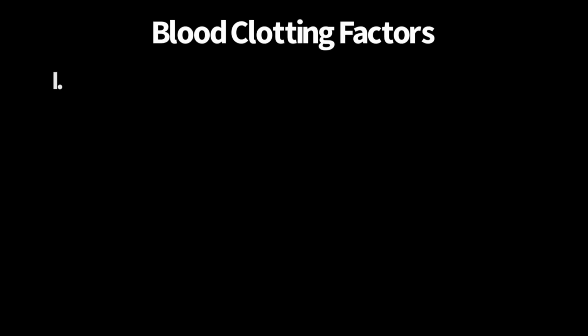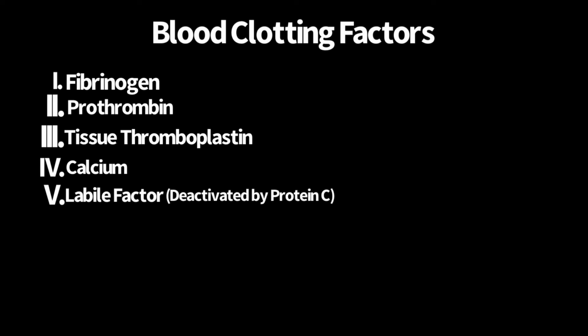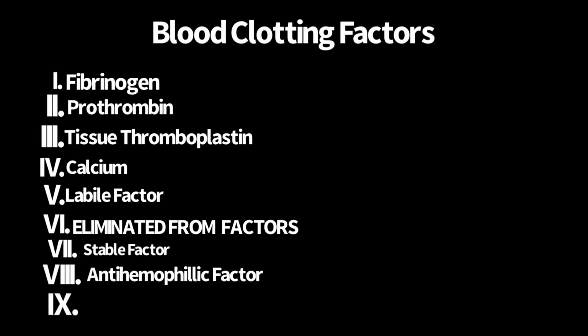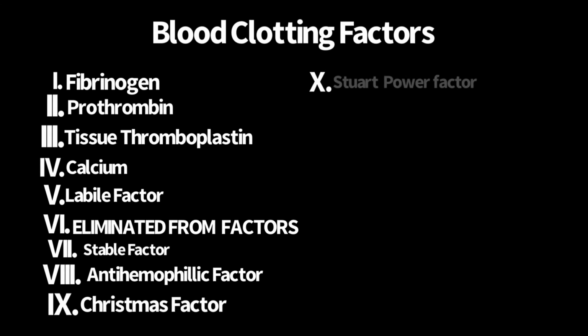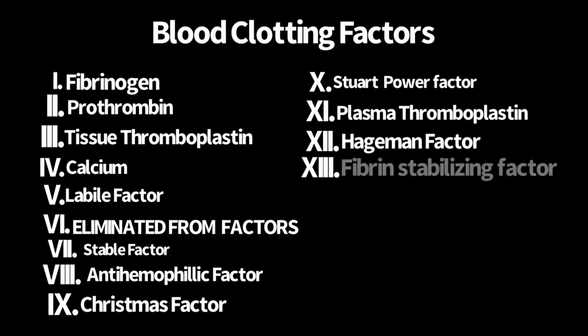The first blood clotting factor is fibrinogen. Second is prothrombin. The third is tissue thromboplastin. Fourth is calcium. Fifth is the labile factor, but it can be canceled out by another factor. The sixth is unknown. Seventh is the stable factor. The eighth is the anti-hemophilic factor A. The ninth is the Christmas factor. The 10th is the Stuart-Prower factor. The 11th is the plasma thromboplastin factor. The 12th is Hageman factor. And the 13th is the fibrin stabilizing factor.